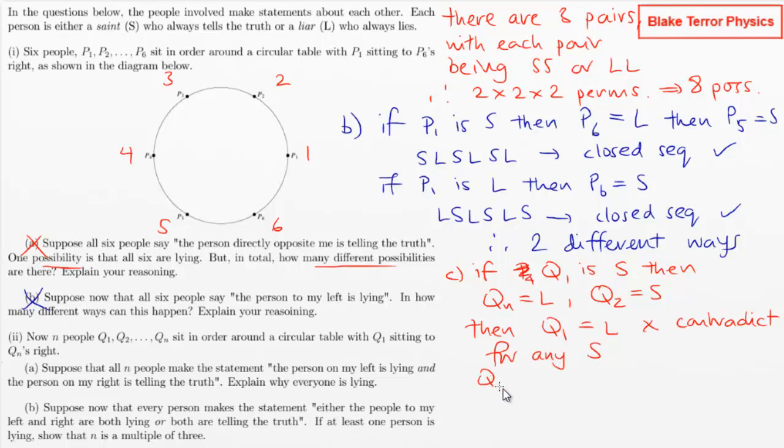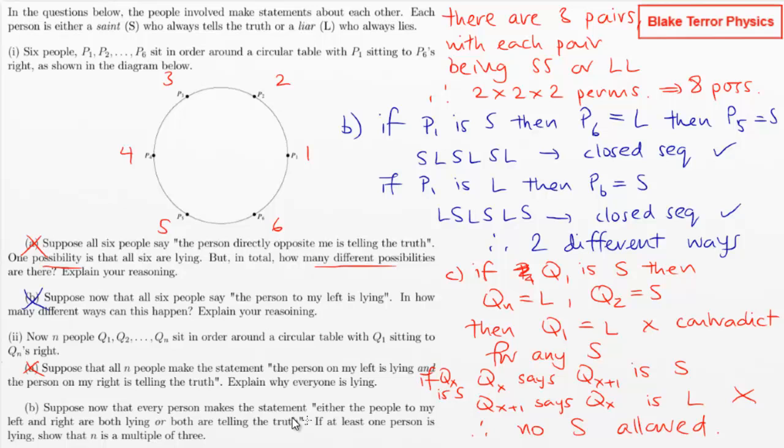So QX says QX plus 1 is a saint, and then QX plus 1 says QX is a liar. So let's put if QX is S there at the start. So just generalizing it. If QX is a saint and QX is saying QX plus 1 is a saint and QX plus 1 is saying that QX is a liar, that's our contradiction. Okay, so everyone must be lying. Therefore, no S allowed.